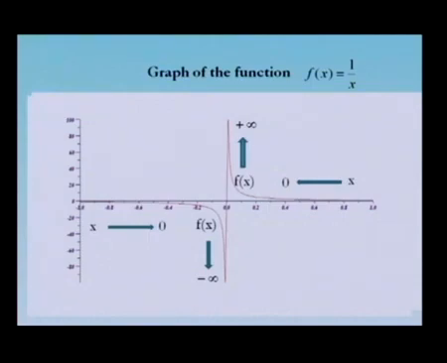Now consider the function f(x) equals 1 upon x. As you can see in the graph, when x tends to 0 from the left hand side, the function f(x) tends to -infinity, and when x tends to 0 from the right hand side, f(x) tends to +infinity. So in this case also f(x) has a jump when x crosses 0. So f(x) has no limit at the point x equals 0.